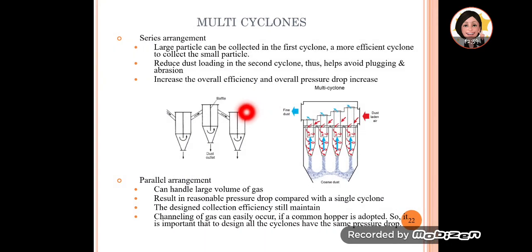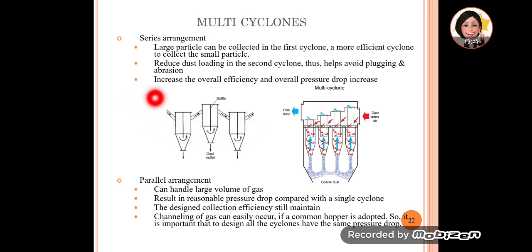So let's say we have a wide range of particle sizes that need to be separated. That can be done in series. Large particles can be collected in the first cyclone, and a more efficient cyclone to collect the small particles can be designed at a later part.